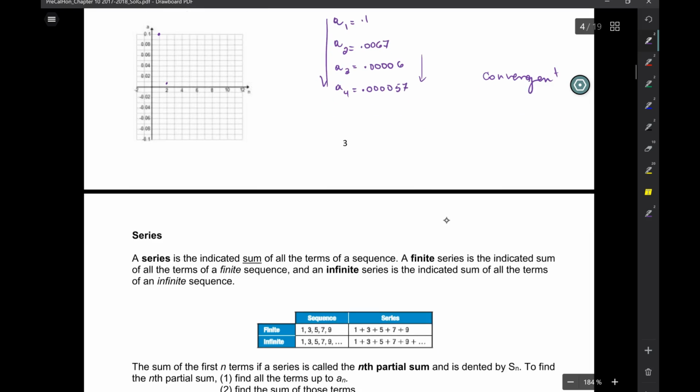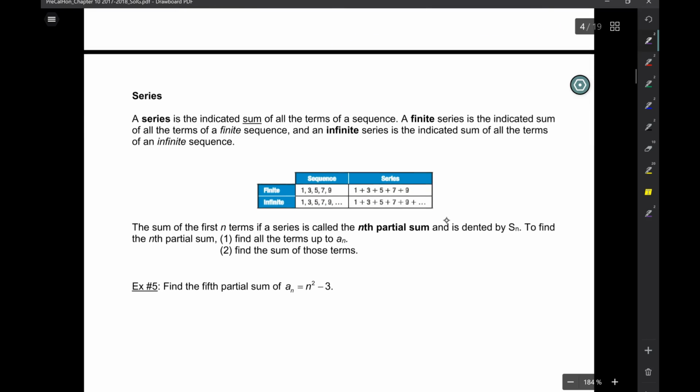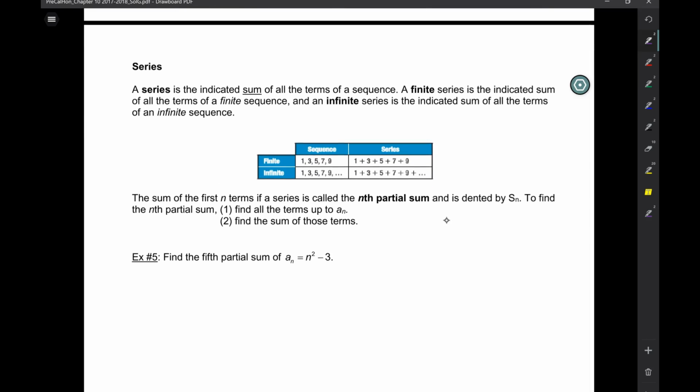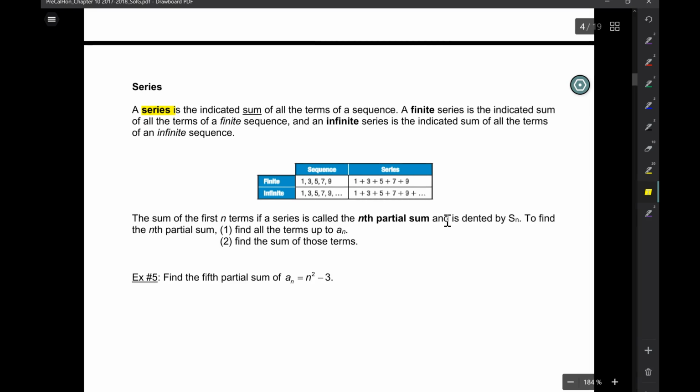All right, so suppose you take a sequence that has 5 numbers. Or you're at the beach one day and you happen to find a piece of paper that has a sequence on it of like 134 numbers, and you tell yourself, oh my gosh, I'm just going to add up all these numbers. What you've done is you've converted that sequence into a series. So that's what a series is. A series is when you add up those numbers in a sequence. This word is important. It's an indicated sum.